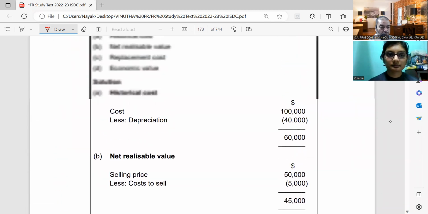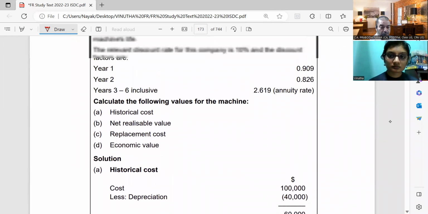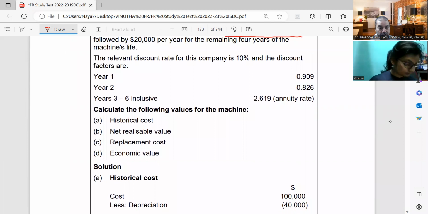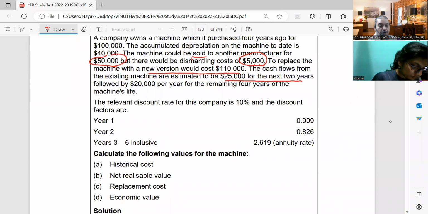Economic value. The fourth one is economic value. Economic value is the present value of future cash flows. Discounting factors are given to you. And the future cash flow is given to you as 25,000 for the next 2 years and 20,000 for the remaining 4 years. So first 25,000 I will multiply by 0.909.